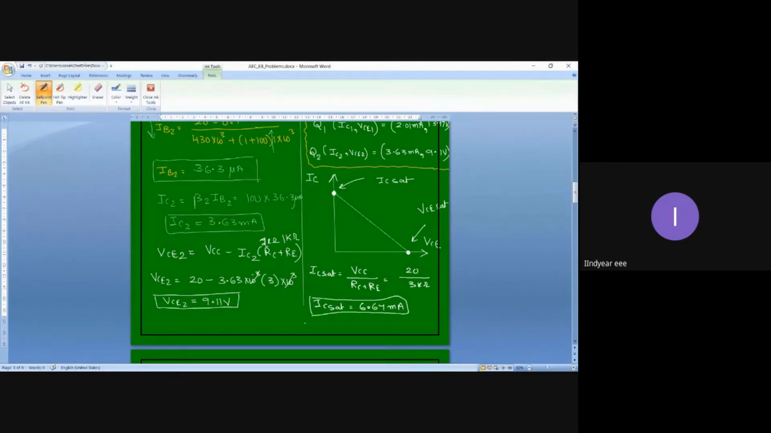And VCE saturation is equal to VCC, that's 20 volts. So this is your 20 volts, and this is your 6.67 milli. You can say that current is in milliamperes and voltage is projected in volts.